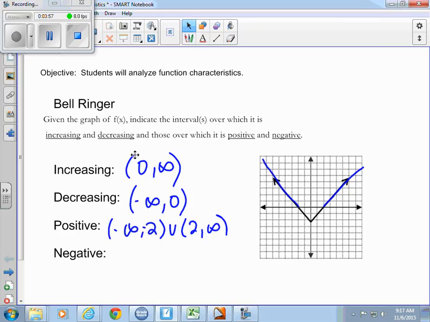When is the graph negative? Negative 2 to 2. This part below the x-axis. And again, we are using x values because those make sense. Would it make any sense for me to tell you from 0 to negative 2 or something like that for that value? Would that give you a better idea of where to know? So make sure you get x values. Any questions about that?